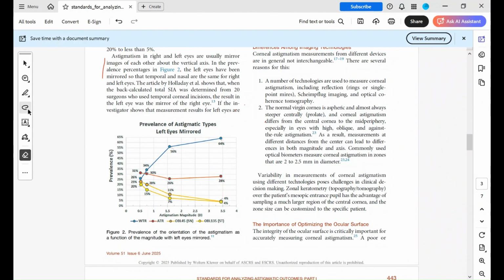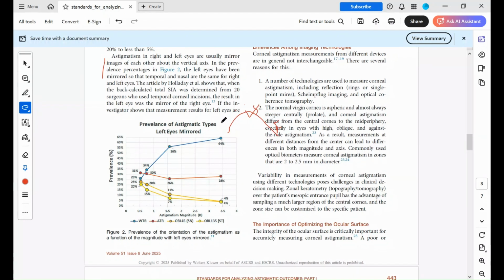The cornea is actually prolate in shape, right? What do we mean by prolate in shape? The cornea is something like this. As you go to the center, the cornea is steeper, and as you go to the periphery, the cornea is much flatter. So steeper over here and flatter here.